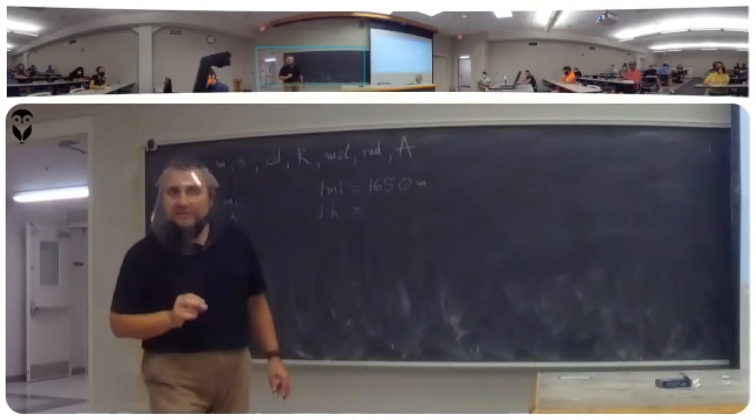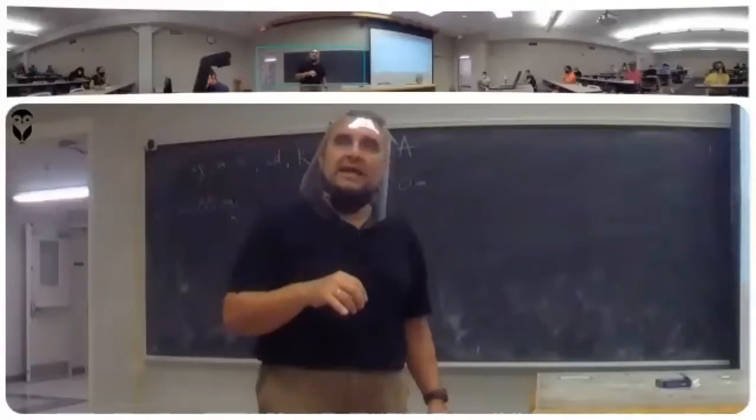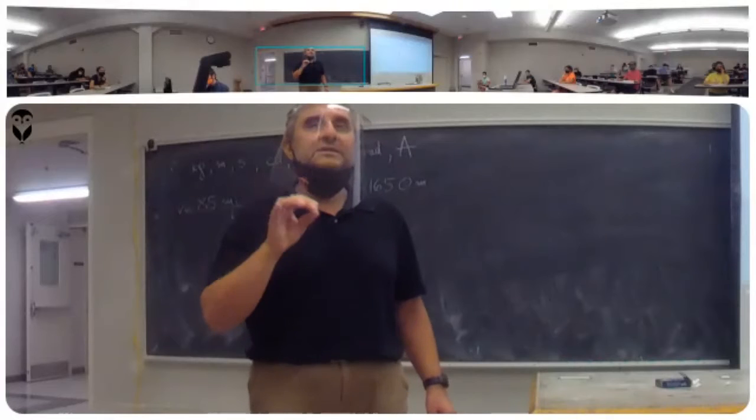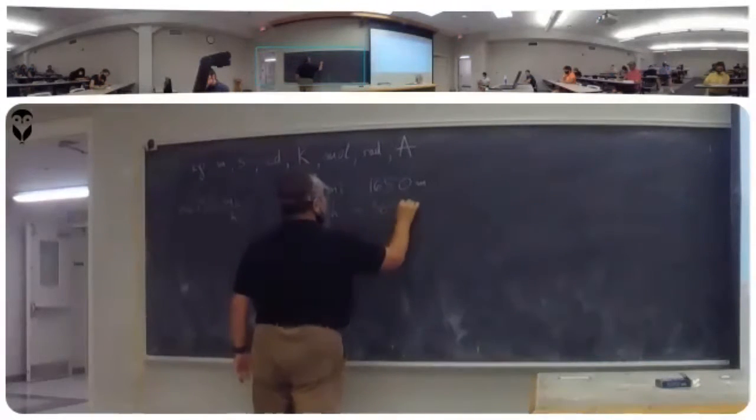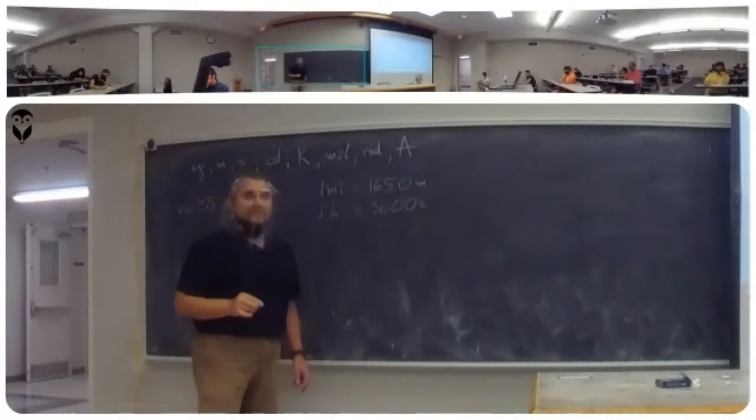1 hour is 60 minutes. Each minute is 60 seconds. So you have 60 times 60, 3,600 seconds.